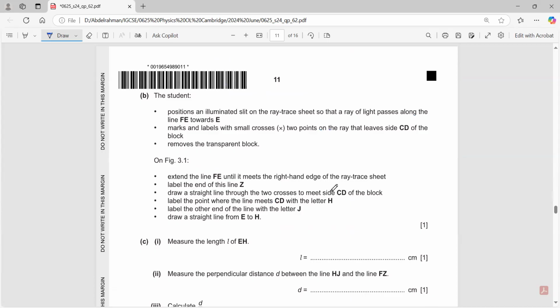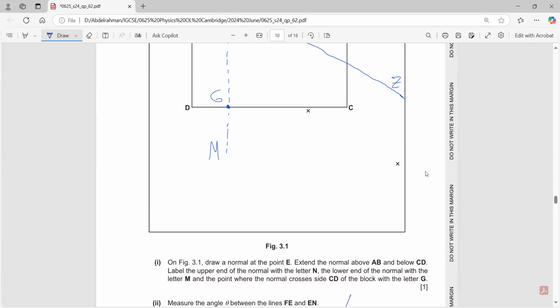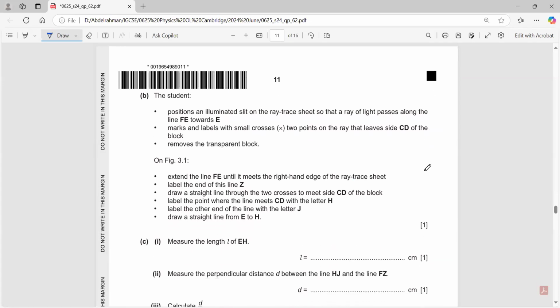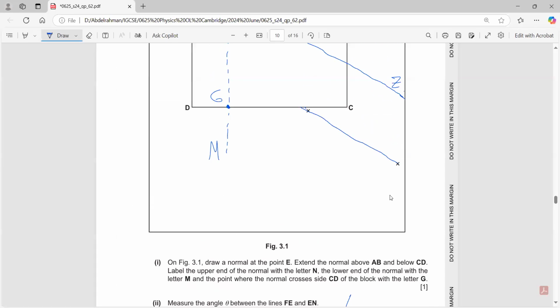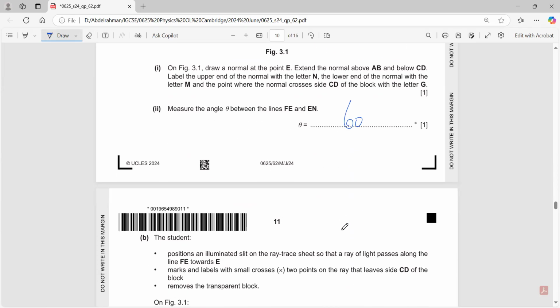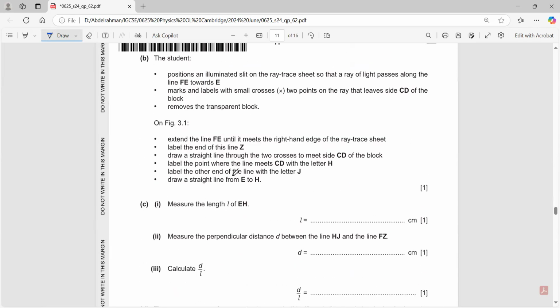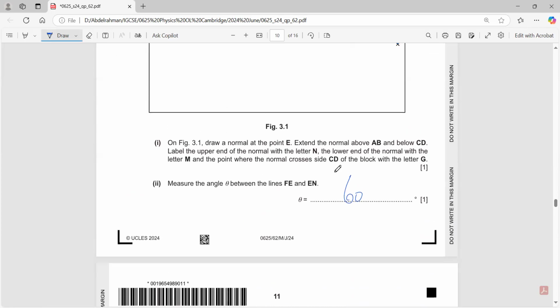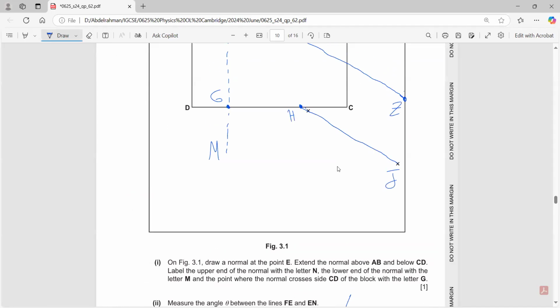Draw a straight line through the two crosses to meet side CD of the block. I'll draw a straight line between these two crosses. And I need to label the point where it meets CD as H. Let me draw Z closer to this point. Label the other end of the line J.